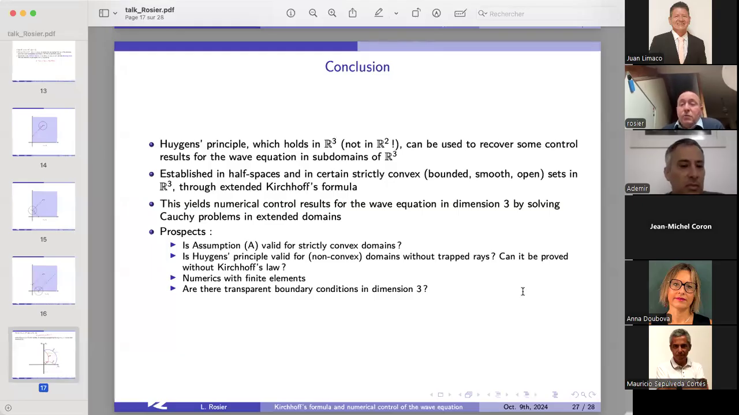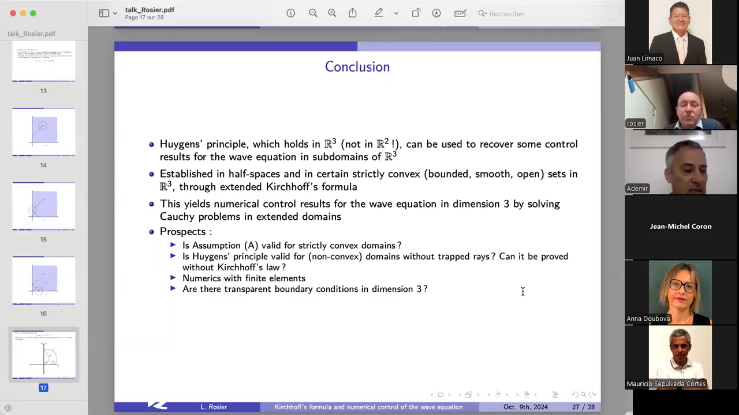So what remains to be done? First, at the theoretical level, we would like to see if assumption A is valid for strictly convex domains, so we would like to justify it. Now, we would like to see if Huygens principle is also true for domains which are not convex. Maybe it's true, actually. But we have, of course, to assume that there is no trapped wave, because if you have trapped waves, there is no chance to have a Huygens principle. And another issue is, can it be proved without the Kirchhoff law? It would be interesting to see that.